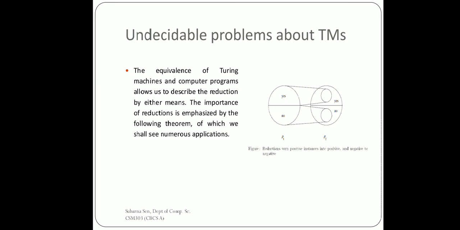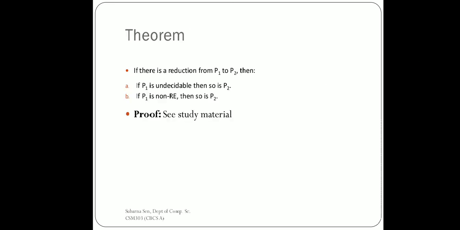Here now is the theorem: if there is a reduction from P1 to P2, then if P1 is undecidable, P2 is also undecidable. We have seen the proof informally, but if you have to write the proof formally, you may follow the study material, where I have mentioned the proof formally. And now if P1 is non-recursively enumerable, so is P2.